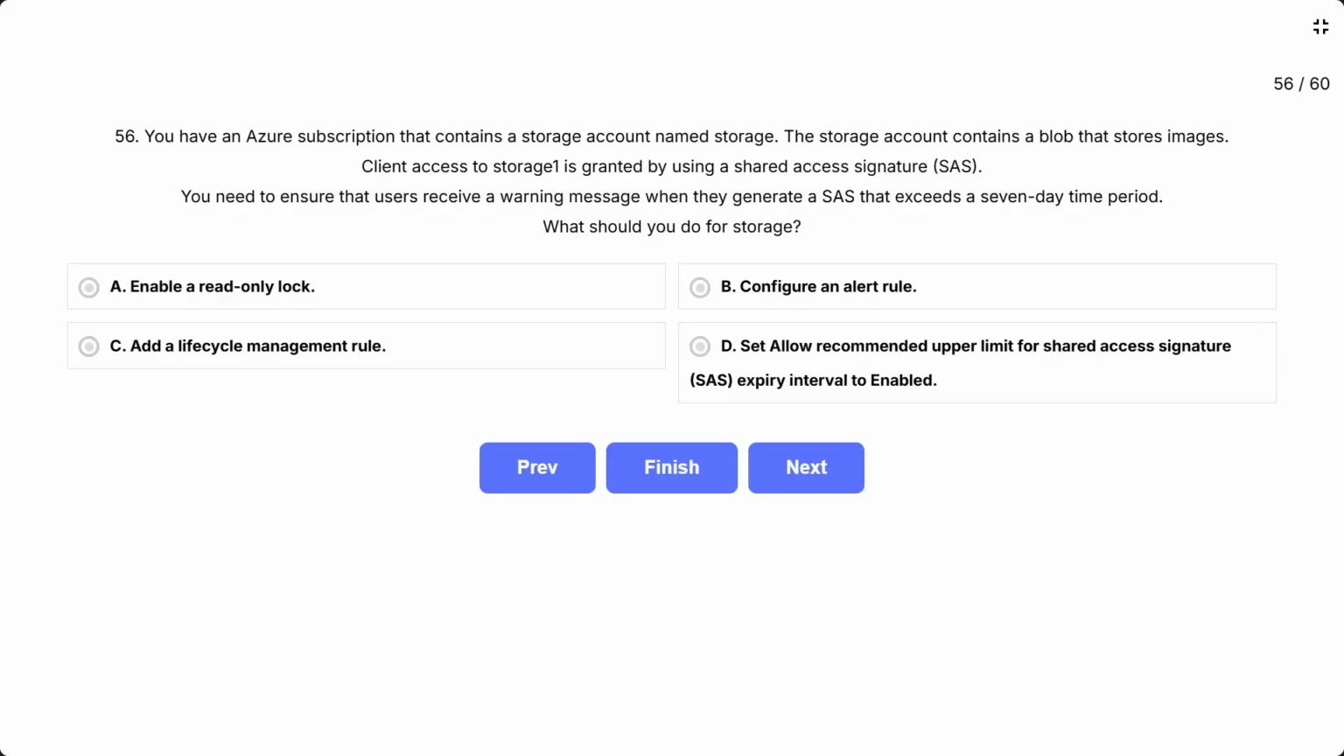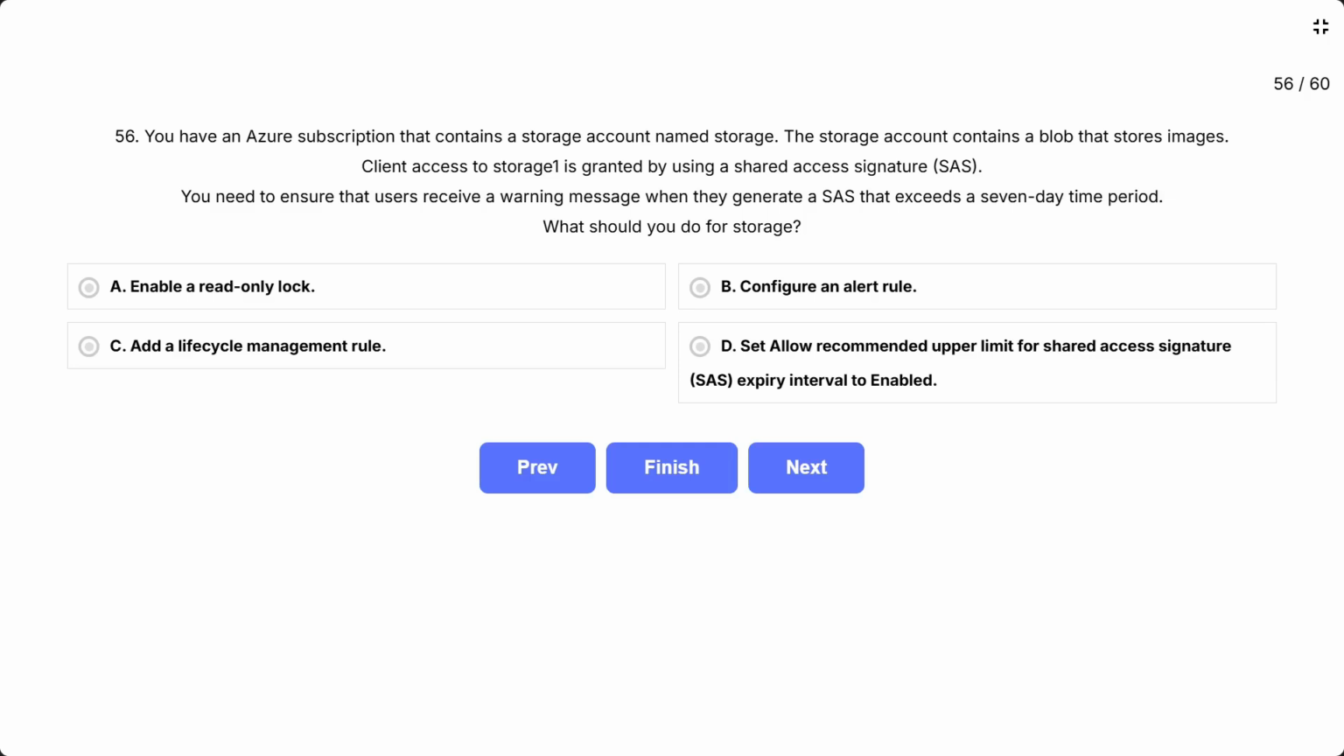Question 56. You have an Azure subscription that contains a storage account named Storage1. The storage account contains a blob that stores images. Client access to Storage1 is granted by using a shared access signature. You need to ensure that users receive a warning message when they generate a SAS that exceeds a 7-day time period. What should you do for Storage1?